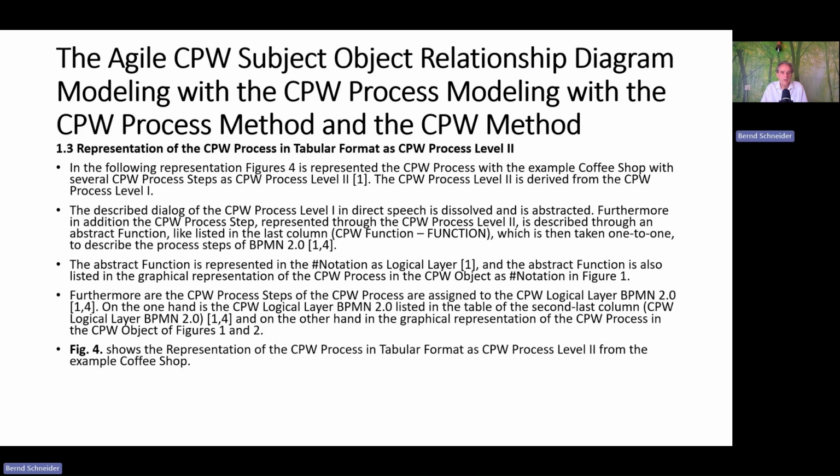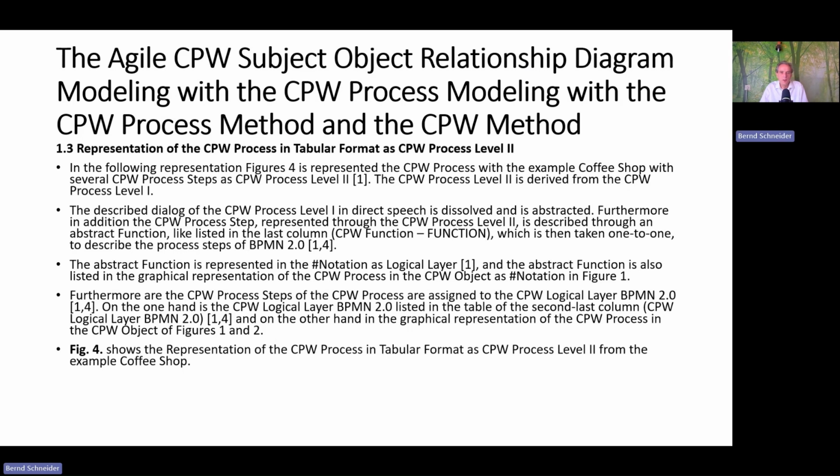The abstract function is represented in the hashtag notation as logical layer. And the abstract function is also listed in the graphical representation of the CPW process in the CPW object as hashtag notation in figure 1.